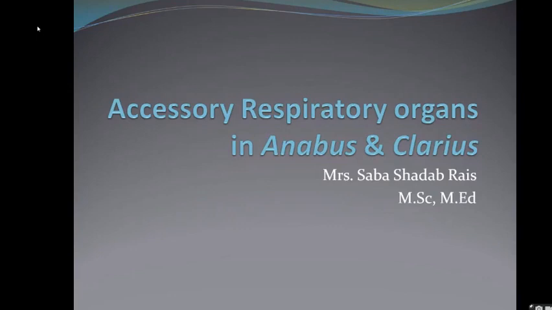But now, why are accessory organs required? See, accessory organs are present, it does not mean that the animal is lacking gills. These accessory organs are present in addition to the gills. Okay, now first of all we must know why they are required.